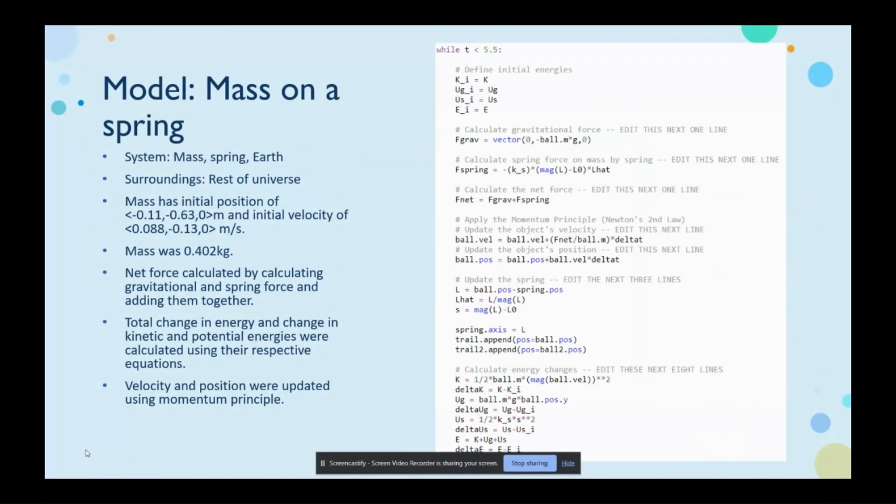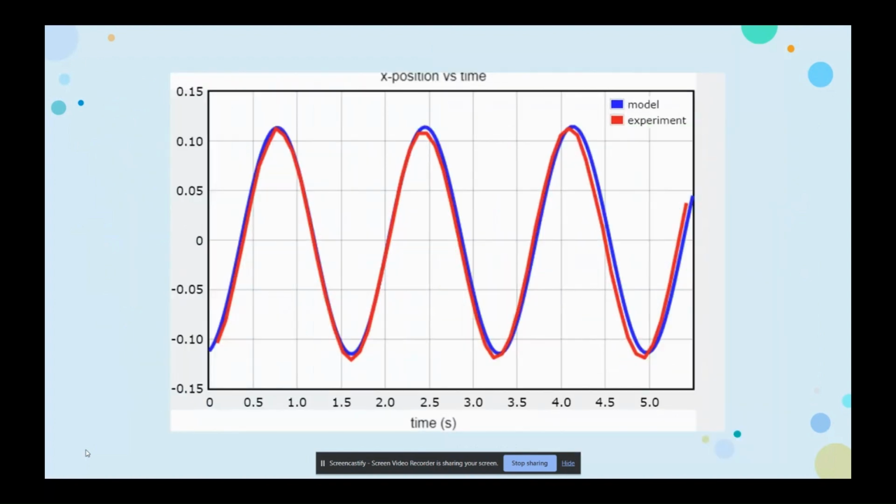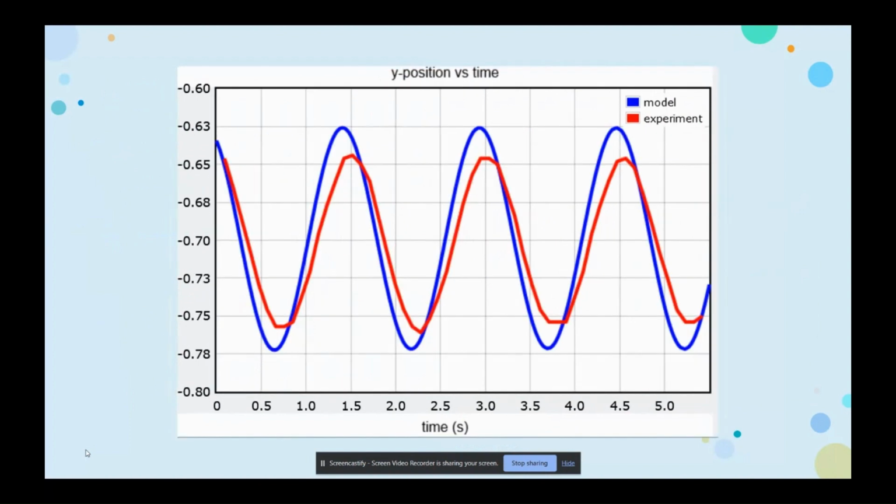The net force was calculated by calculating the gravitational and spring force and adding them together. The total change in energy and change in kinetic and potential energies was calculated using their respective equations. The velocity and position of the mass were updated using the momentum principle. This is the change in energy versus time graph. This is the x position versus time graph. And lastly, this is the y position versus time graph.